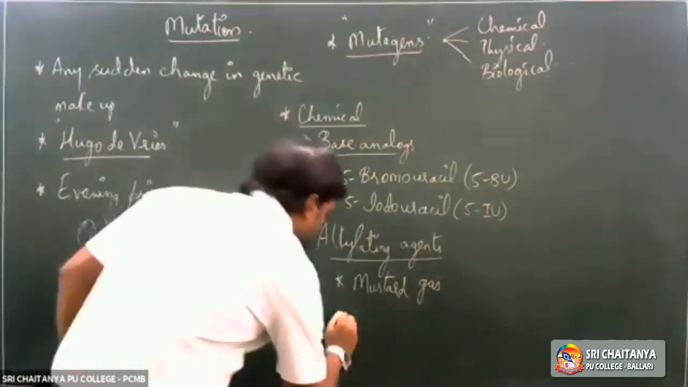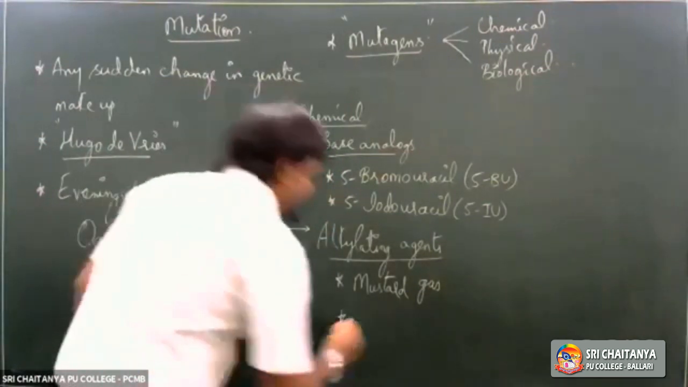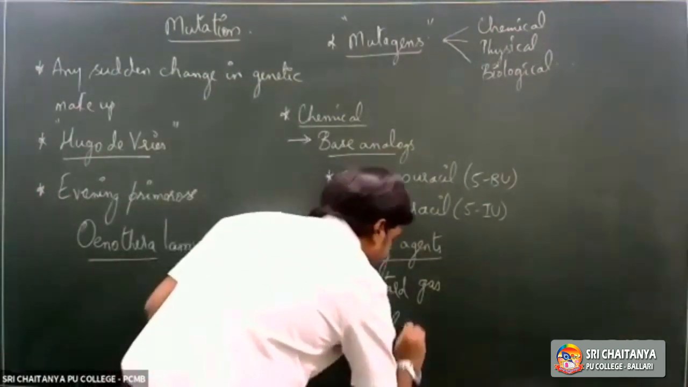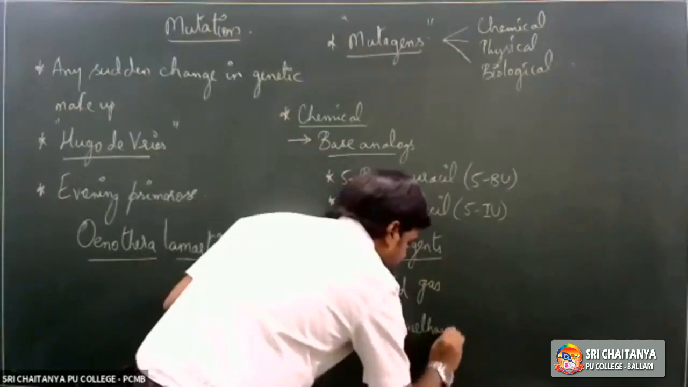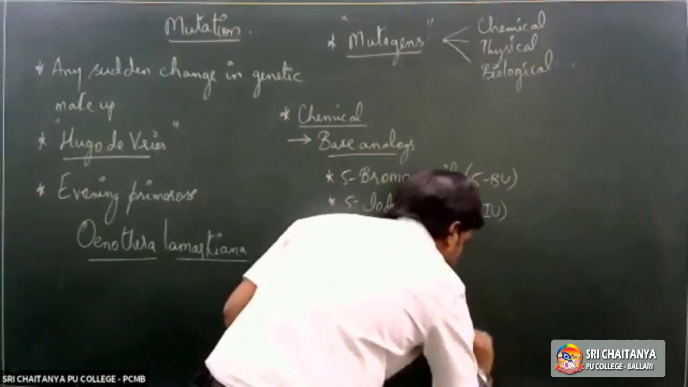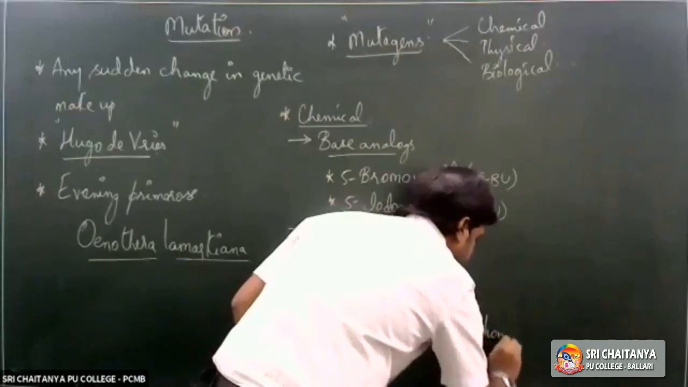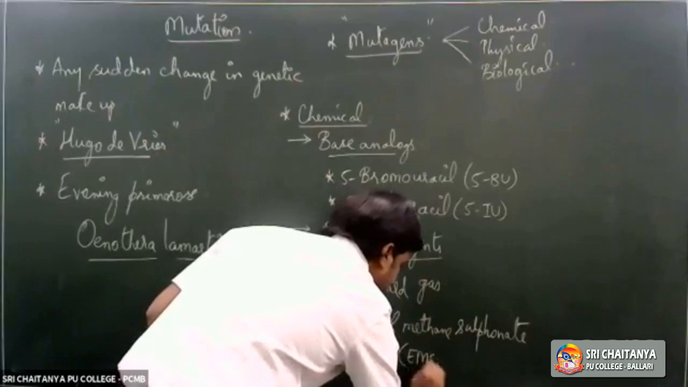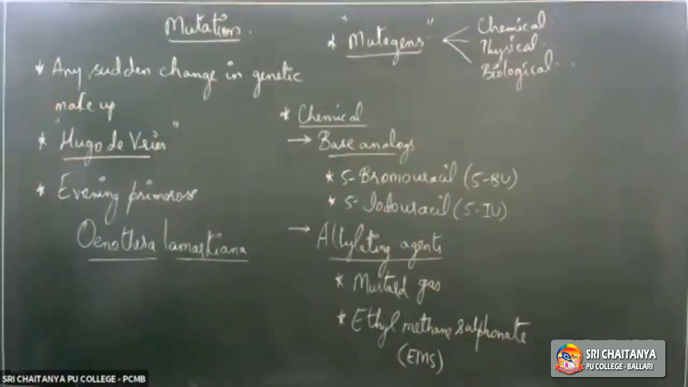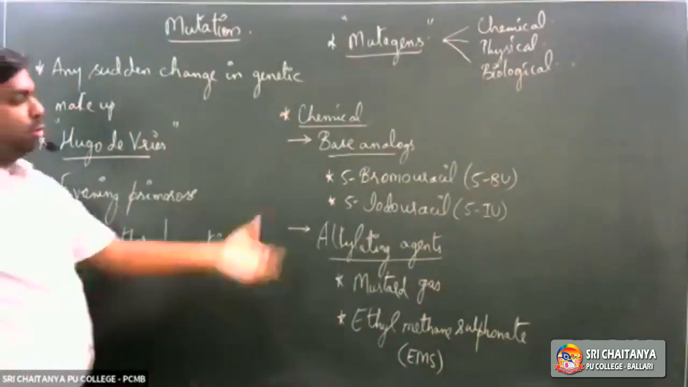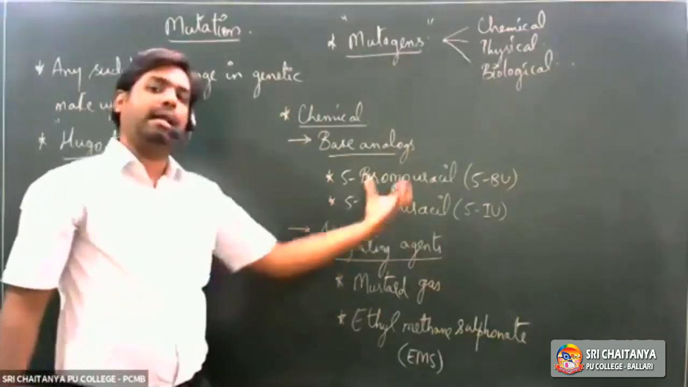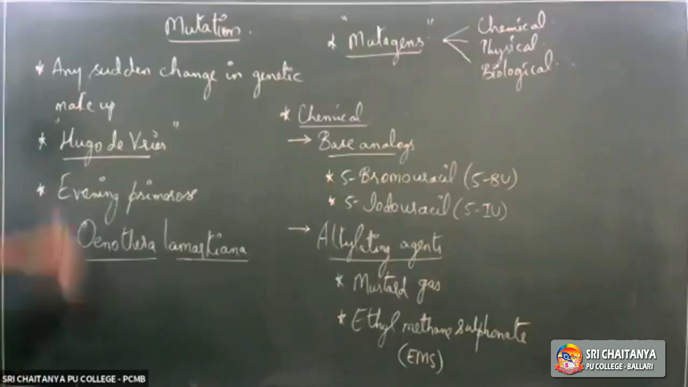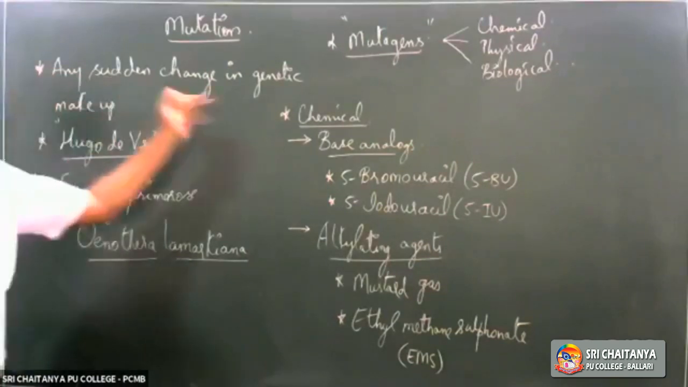One more example we can give for alkylating agents is ethyl methane sulfonate, or in short EMS. So these are the two examples we can give for alkylating agents. These alkylating agents also would lead to changes in the genetic makeup.